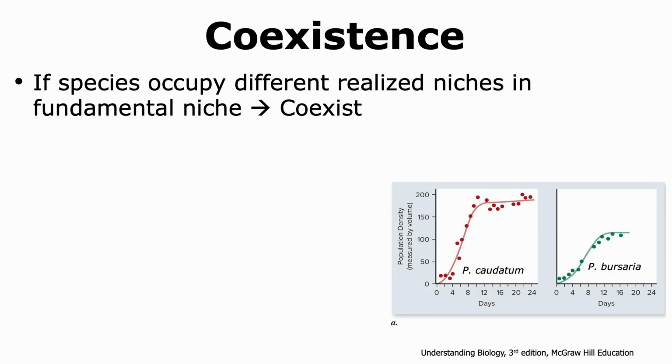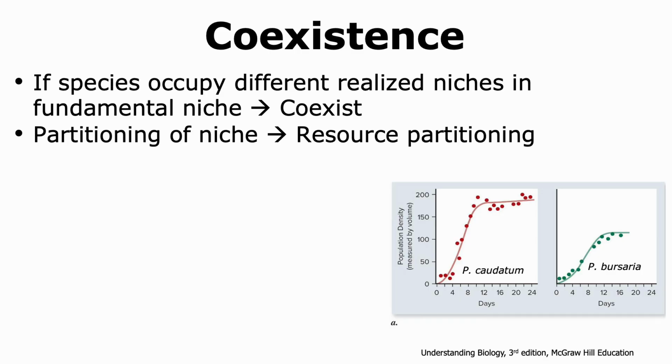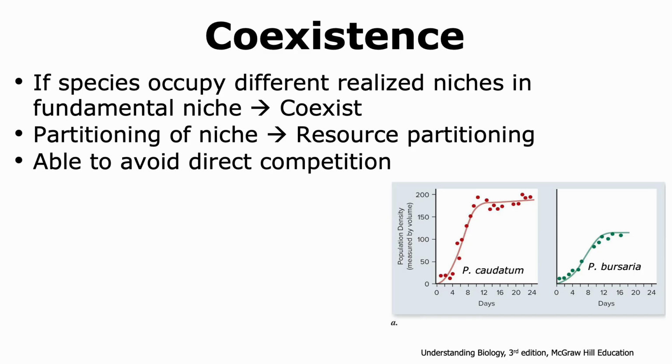In other situations, different species are able to coexist by occupying different realized niches in the same fundamental niche. This coexistence occurs because there is a partitioning of the niche, which is also called resource partitioning. Thus, the different species are able to avoid direct competition.